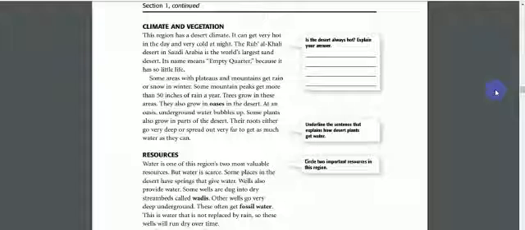Hi, grade 7. We're gonna continue the second part of this first lesson in our fourth quarter. It was about Saudi Arabia and Iraq, Iran. This time we're gonna talk about two main things: climate and vegetation, also about resources.